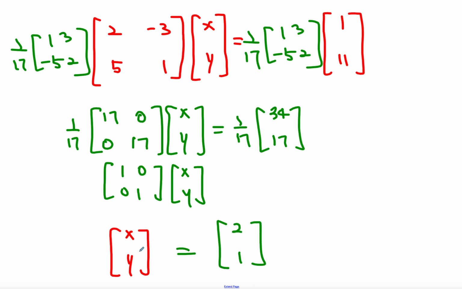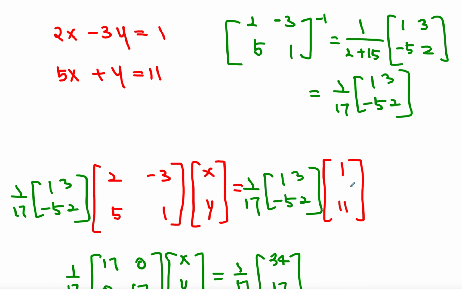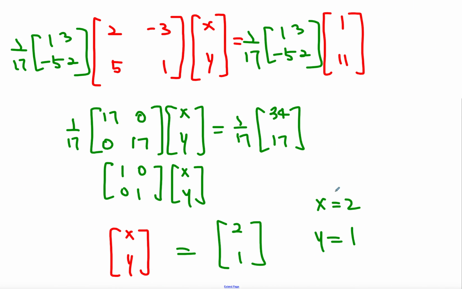Since these are equivalent matrices, x must be equal to 2 and y must be equal to 1. In fact, if you plug 2 and 1 into the original equation, they should work out correctly. So this is one simple example of how we can use the inverse of a matrix to find the values of x and y. And with that one, I'm going to close up.